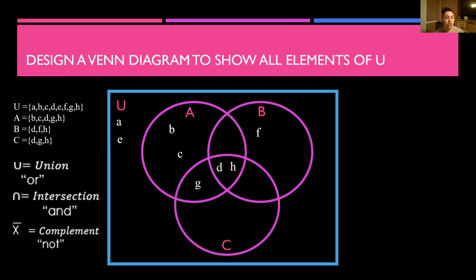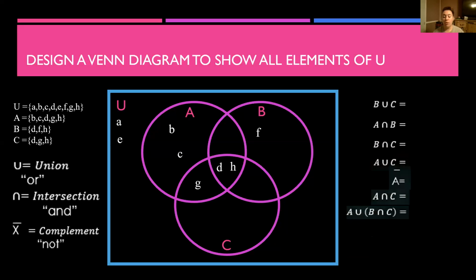Okay, so we have U equals union, which is or. ∩ equals intersection, which is and. And then A with the line over the top is complement, which equals not. So what we're going to do here is solve these problems.